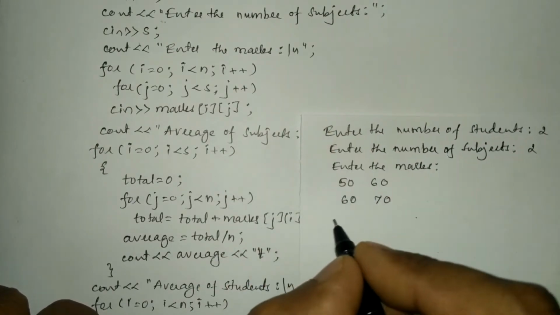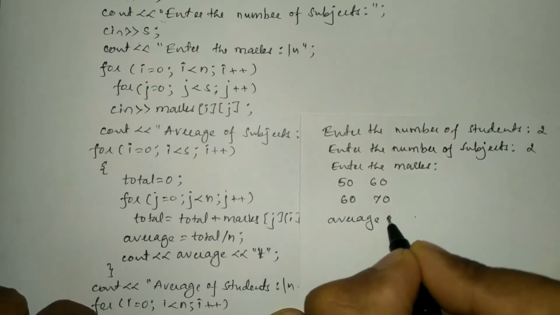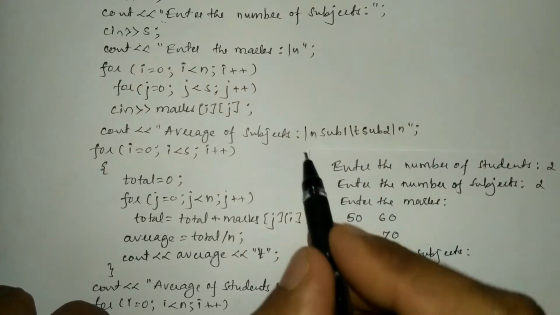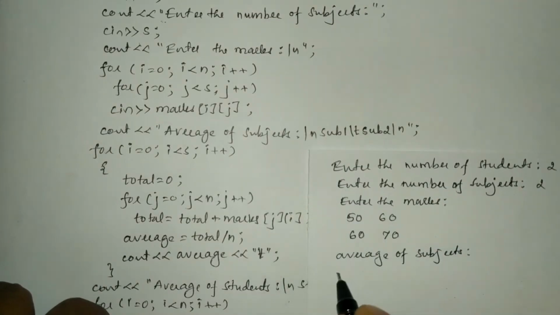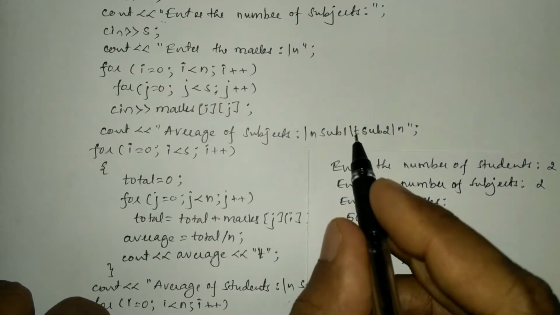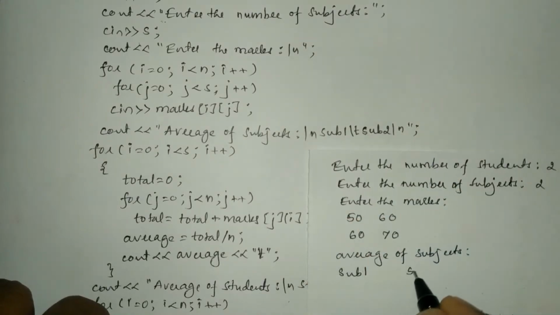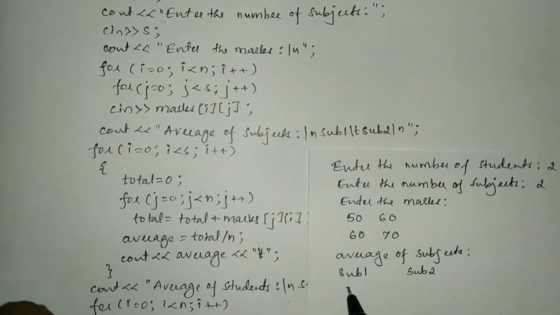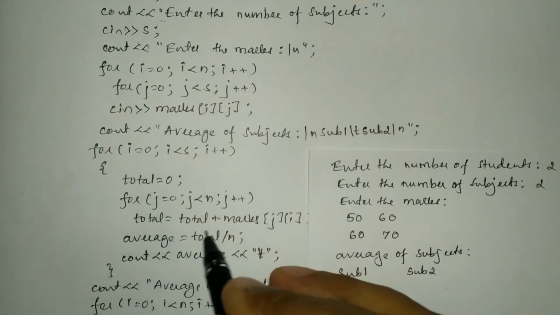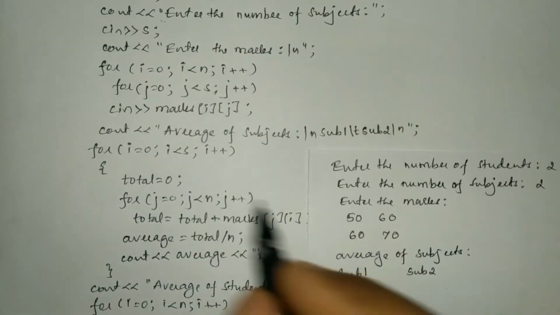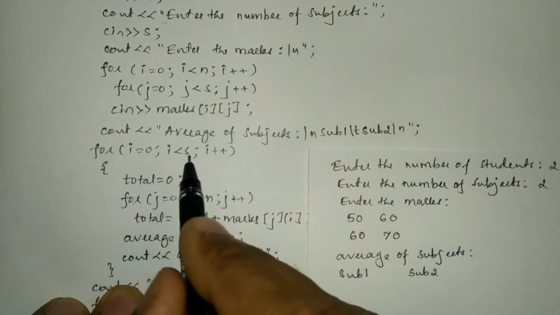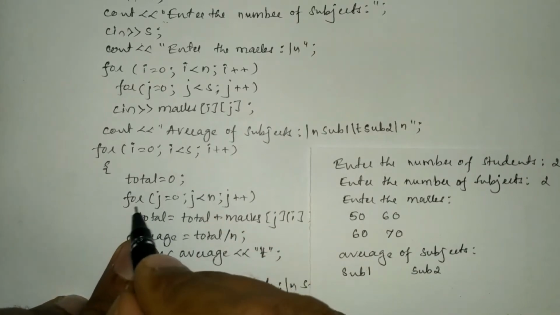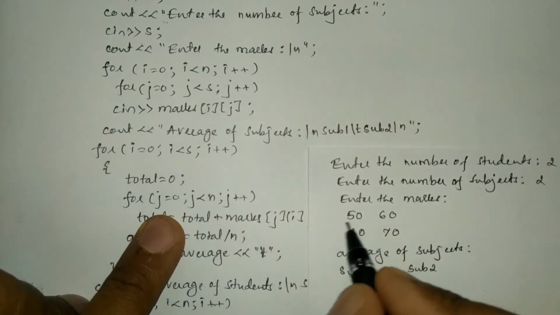So it is going to print average of subjects, and just because of this backward slash n, cursor will come down to the next line and it is going to print subject 1, backward slash t will provide the tab space. So here I'm going to write subject 2, and just because of this backward slash n, cursor will come down to the next line and it is going to print the total marks over here. Yes, so for i is equal to 0, i is less than, yes, so it is subject. So subject will be calculated later on, and the number of students will be calculated first.